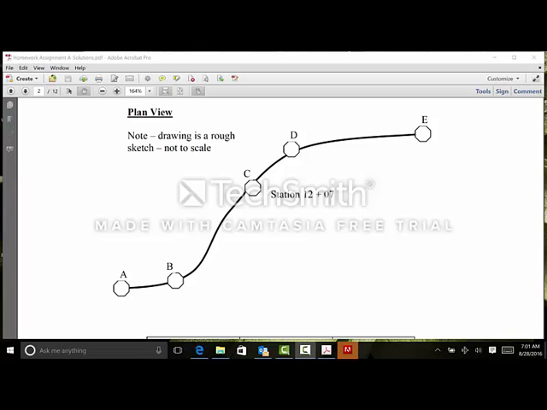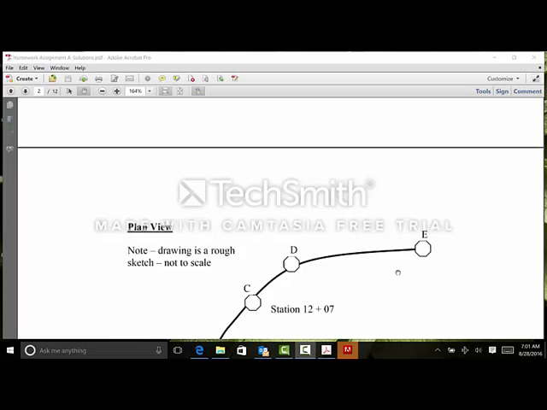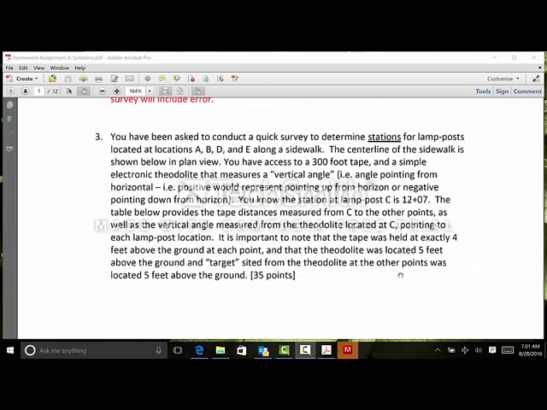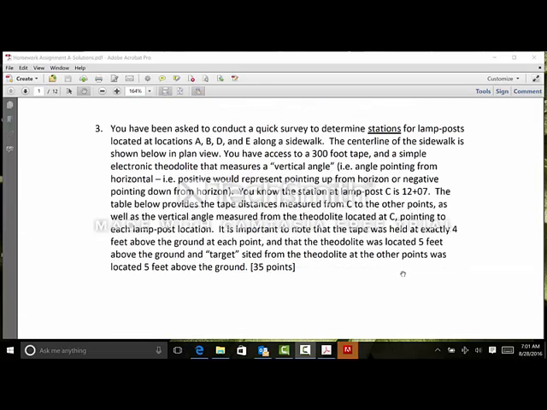Okay, so what we're going to do now is work through a sample problem, to help better illustrate stationing and introduce a little bit the concepts of slope distance and vertical angles. The problem statement here is you've been asked to conduct a quick survey to determine stations for lampposts, as I said before, at locations A, B, D, and E. We know station C. We are given a 300-foot tape measure and what's called an electronic theodolite.